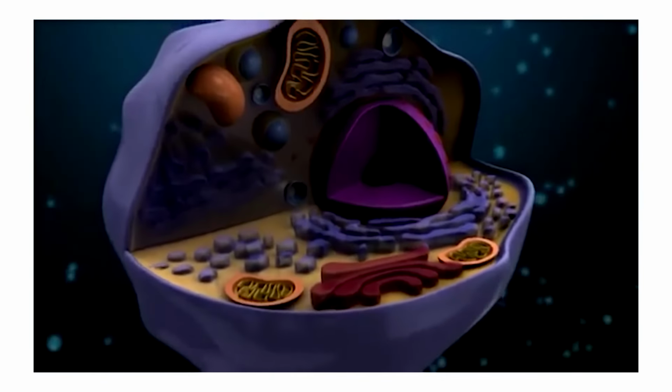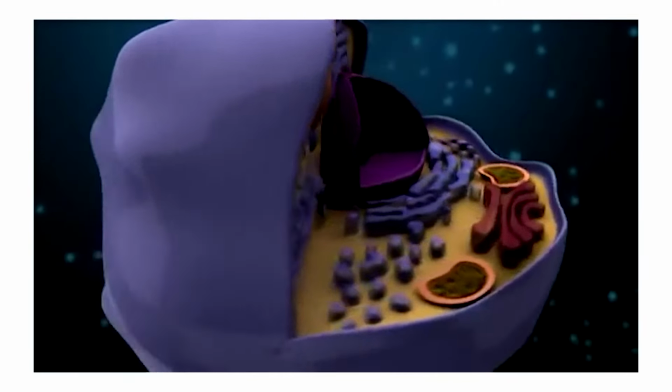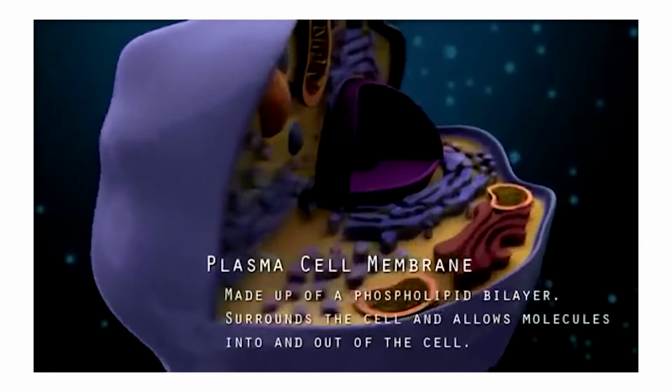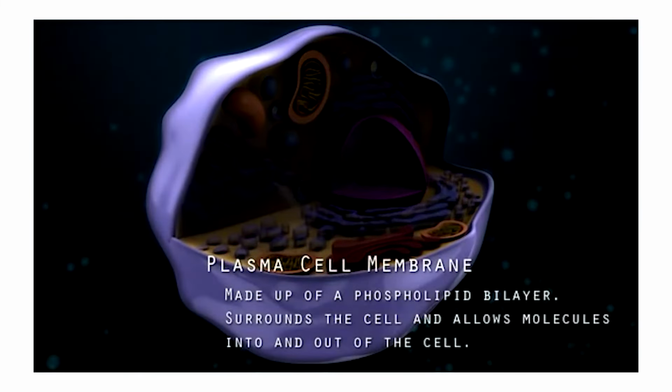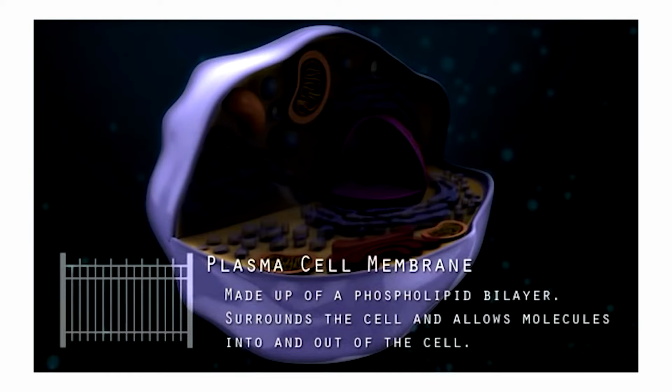A plasma cell membrane is made up of a phospholipid bilayer. The bilayer surrounds the cell, protecting it, and functions as a gate that allows molecules into and out of the cell. In our city, the cell membrane would be like a large fence surrounding the city that only allows certain molecules to go in and out of the cell.